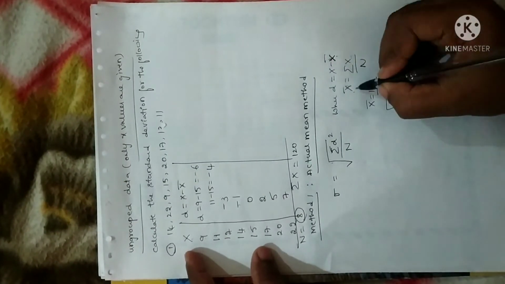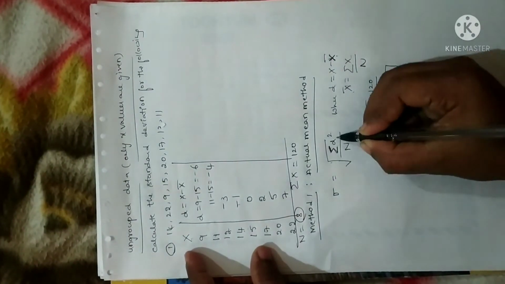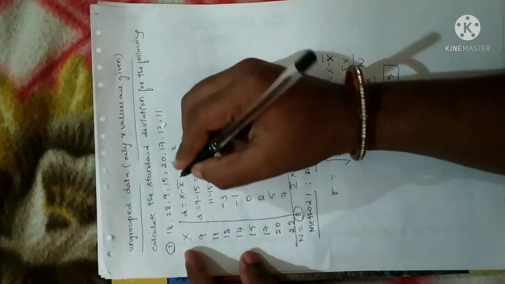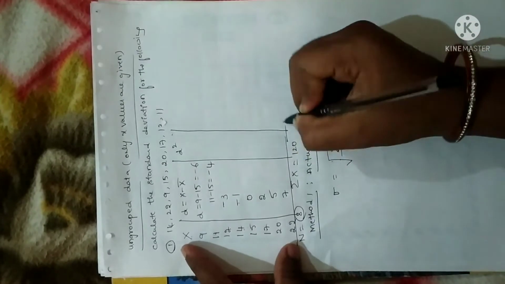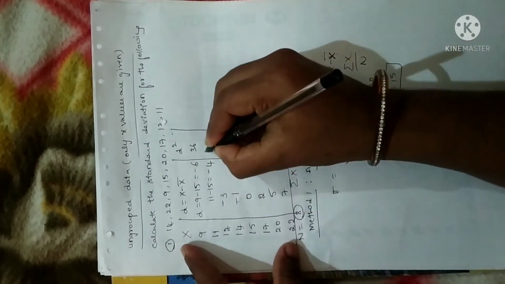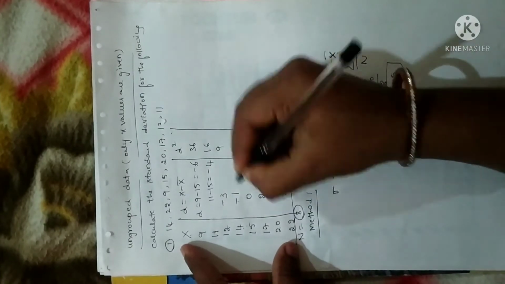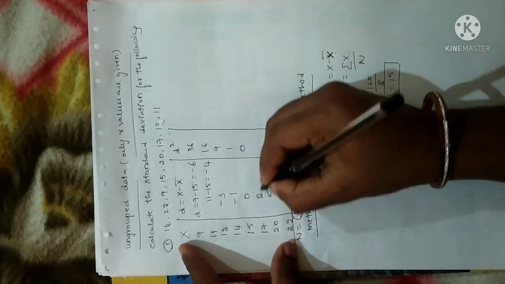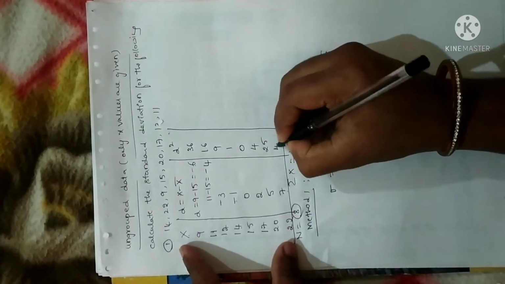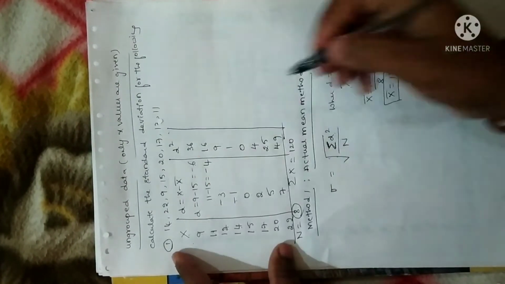Now what else we require is sigma D square. So I have to calculate D square value. D square in the sense whatever you have obtained for D, you just square it. So you will get D square. Minus 6 whole square is 36. Minus 4 whole square is 16. Minus 3 whole square is 9. Minus 1 whole square is 1. 0 square is 0. 2 square is 4. 5 square is 25. 7 square is 49. So D square value I have obtained.